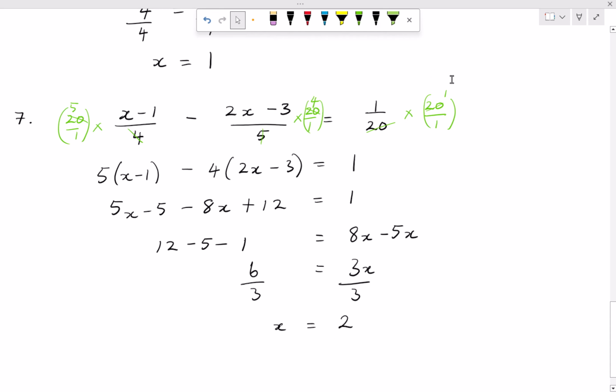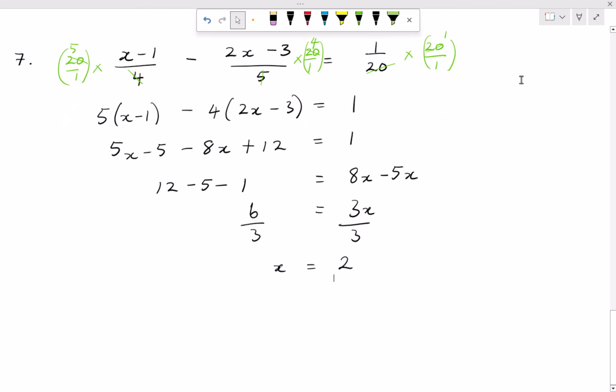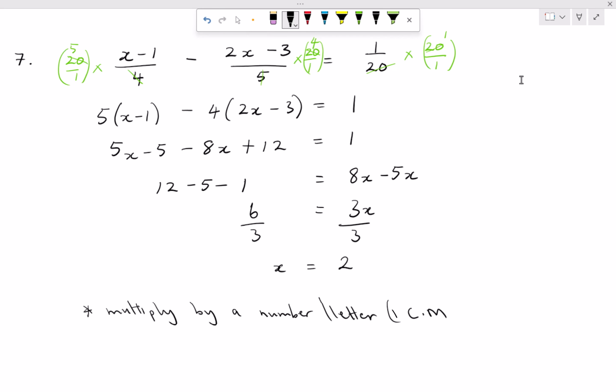So that is how we deal with equations that have fractions. So remember the steps. We multiply to cancel out that fraction, okay? We multiply by a number or a letter, if it's x, for example. And this number is usually the lowest common multiple. After that, we now expand the brackets and solve for x. See you in the next video.